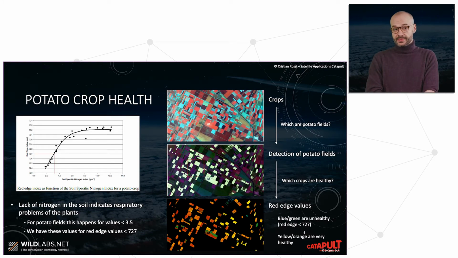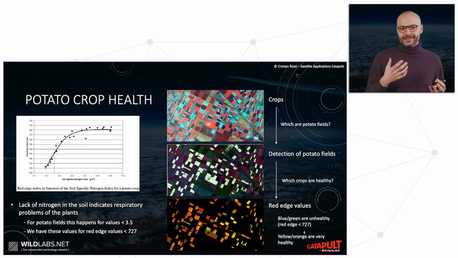By looking again at the spectrum, we can understand other types of phenomena, more in the agricultural domain in this case, such as the health of potato crops. In this case, we are looking at nitrogen, and what is interesting here is to relate the quantity of nitrogen with our information, and we see this specific plot over here.